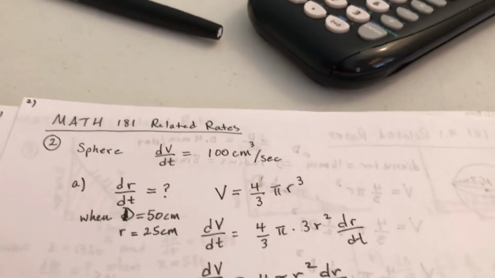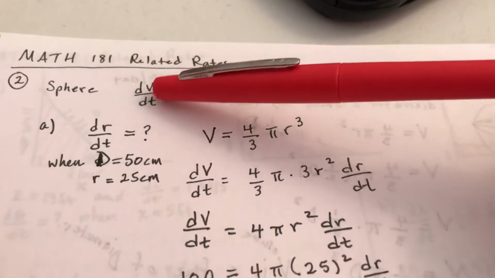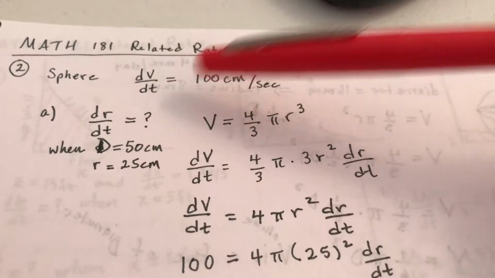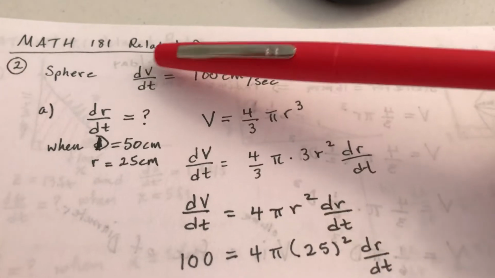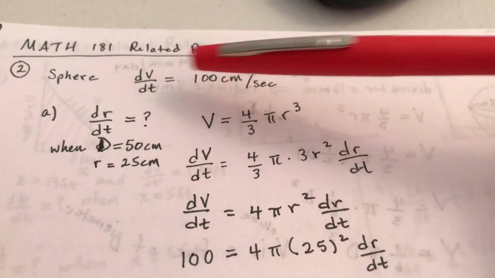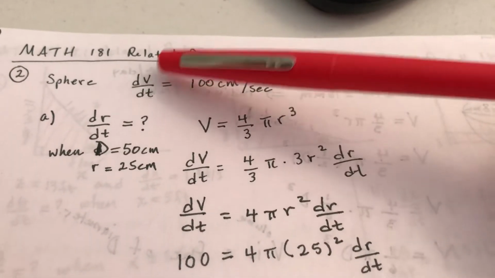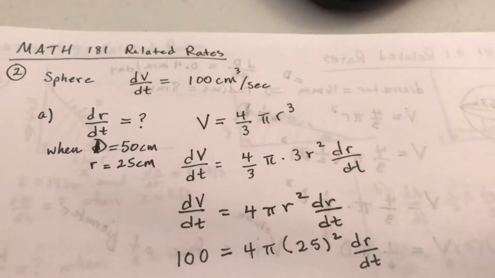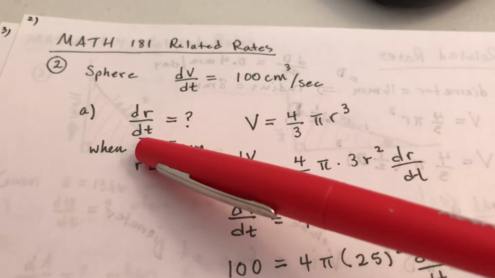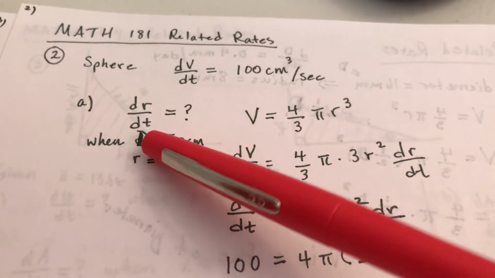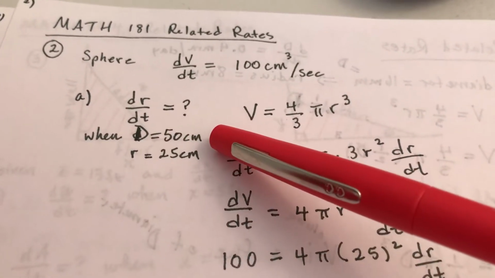So let me interpret what we have here. We have the sphere. Its dV/dt is 100 cubic centimeters per second. Now let your variables dictate your units. So volume is cubic and time is in seconds. Now the question on A is, what is dr/dt? How is the radius changing with respect to time when the diameter is 50?